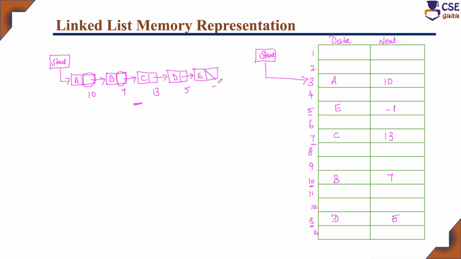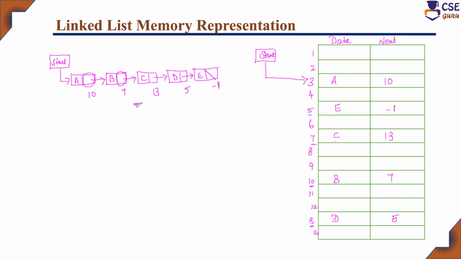E -1 will be stored. See here, the elements are not required to be stored in consecutive memory locations. That is the main restriction in an array. If you are starting with 3, then 4, 5, 6, likewise only you need to store. A will be in 3, B should be in 4, D should be in 5, E should be in 6. Likewise, consecutive free memory locations are required to store the elements of an array.